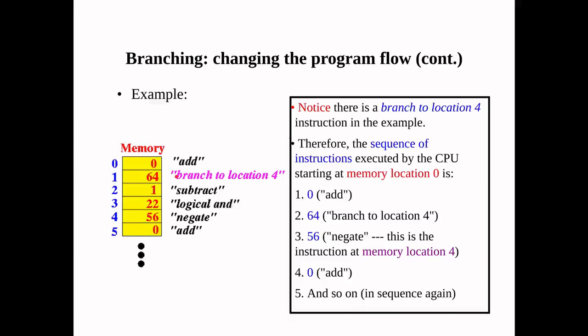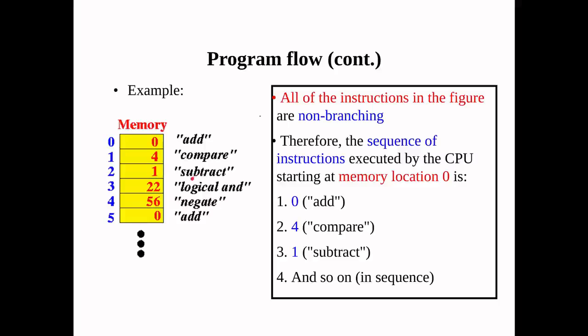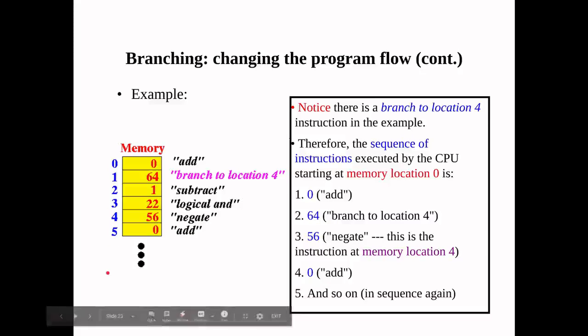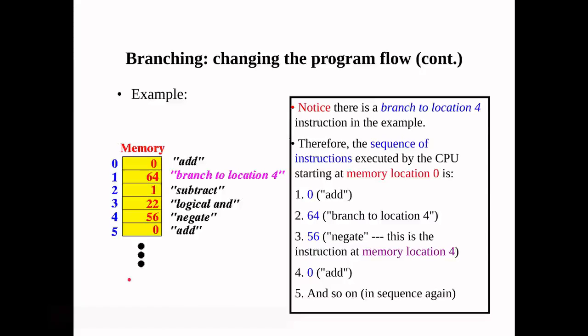So instead of the last time where we had add, compare, subtract, this time we're going to add, go to location 4, and negate. So effectively what we would see is add, negate, because that's what the computer would do in terms of processing our data. And then it would continue on with position 5 and so forth. But if position 5 had a number 64 in here, or whatever it would tell it to, then it could jump from position 5 down to, say, position 10 and process the command that's there.